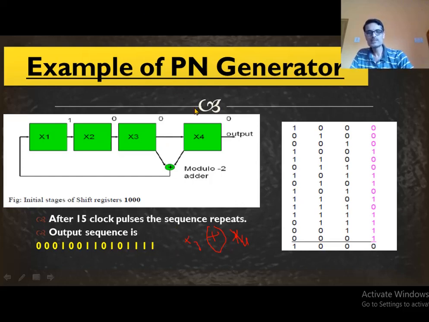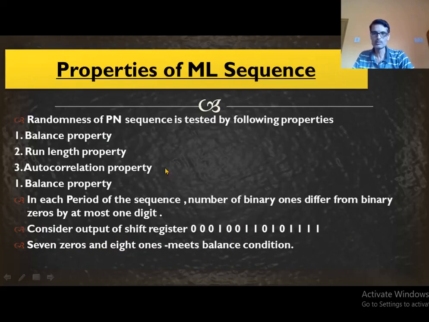Fine. Now this PN sequence generator, or PN sequences, have certain properties. The randomness of a PN sequence is tested by using these properties. What are those properties? The properties are the balance property, run length property, or run property we say, and correlation property or autocorrelation property. So basically 3 properties are there. Now what is the meaning of this? Balance property.